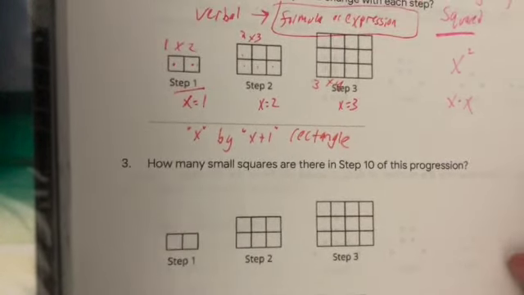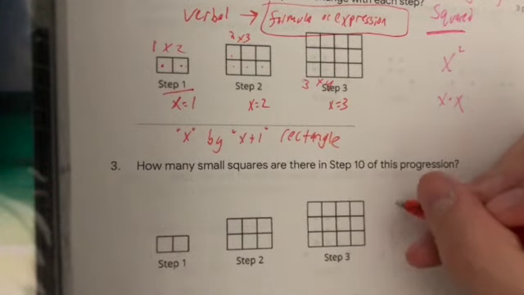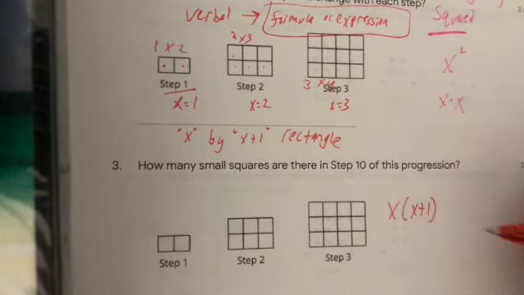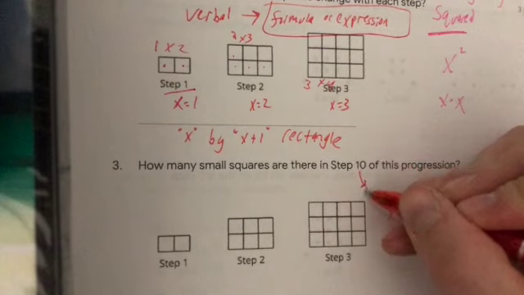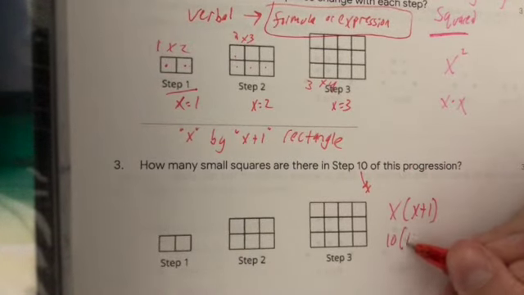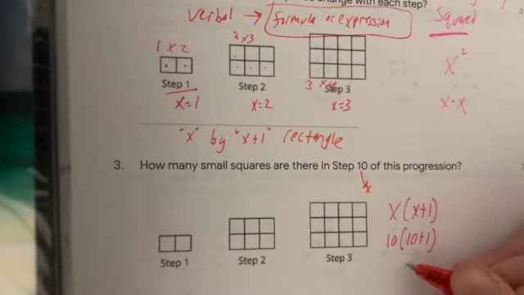So how many squares are there in step 10? I don't know, but we have an x by x plus 1, and if x is 10, we have 10 times 10 plus 1, which is 10 times 11, which is 110.